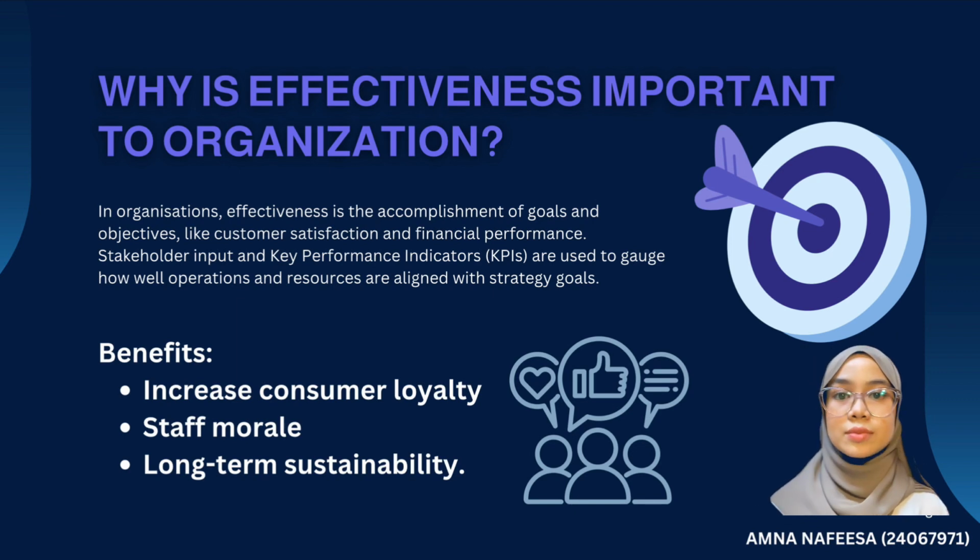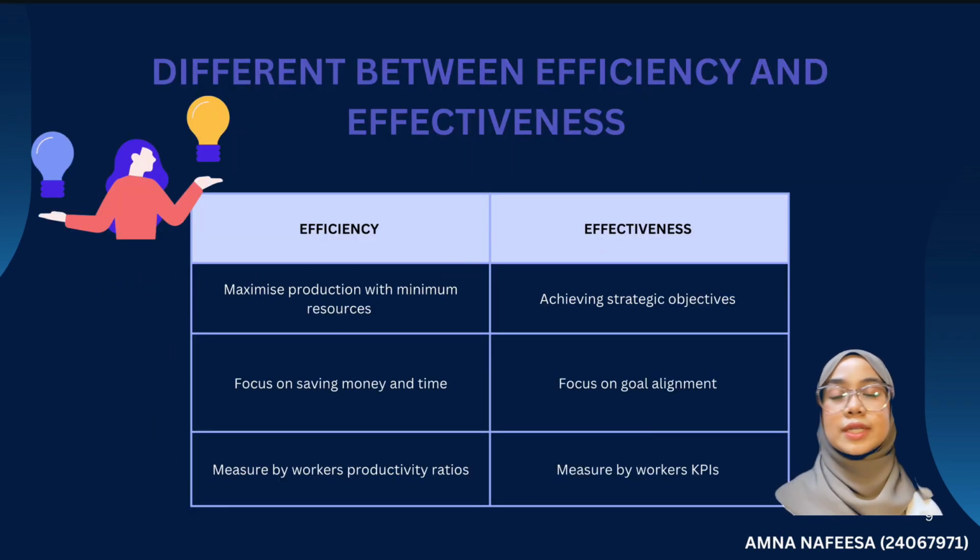Lastly, long-term sustainability. Effectiveness is key to ensuring long-term sustainability. By aligning our operation with our strategic objective, we position ourselves for future success. An effective organization can adapt to changes, innovate, and respond to market demands, ensuring we remain relevant and competitive over time. Okay, in the next slides I will explain the difference between efficiency and effectiveness.